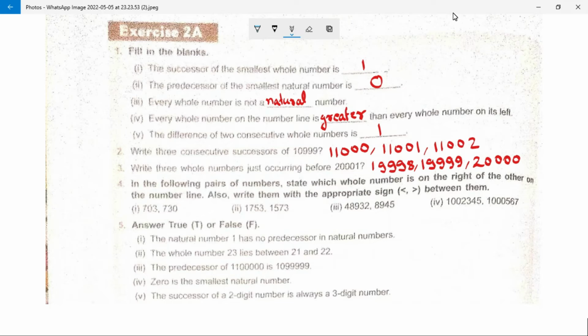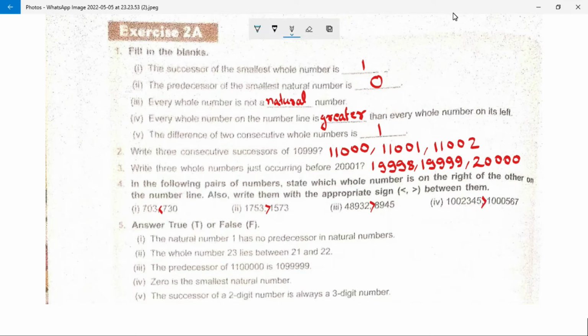In question number 4, we have to put the symbol of greater than or less than. So in 1, 703 is smaller than 730. In question number 2, 1753 is greater than 1573. In question number 3, 48,932 is greater than 8,945. And in question number 4, it will also be greater than the second term.